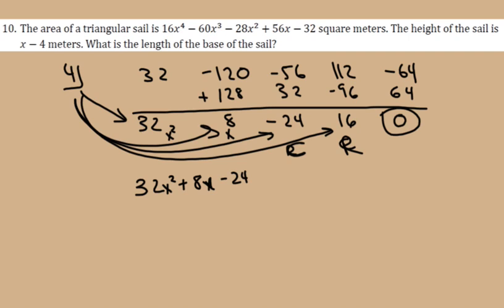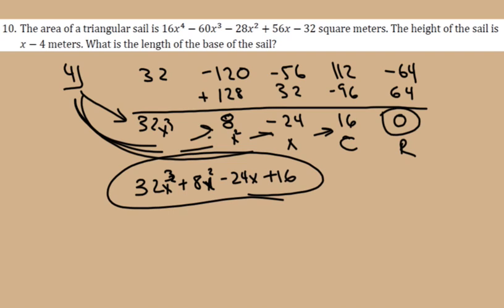What am I doing? Hold on, back up. Total brain fart on my part. Remainder, constant, x squared, that was 8. And this is going to be x cubed. So this will be x cubed, x squared, x plus 16. That will be the length of the base right there.